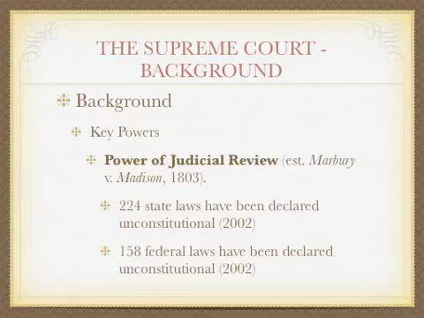Now, 224 state laws have been declared unconstitutional. That was as of 2002. There's probably been a couple since then. 158 federal laws have been declared unconstitutional. That's also since 2002. And some presidential actions have been declared unconstitutional. U.S. v. Nixon in 1974 refined the way the court looked at executive privilege, and on occasion a presidential order has been countermanded by the courts, but it doesn't happen very often.